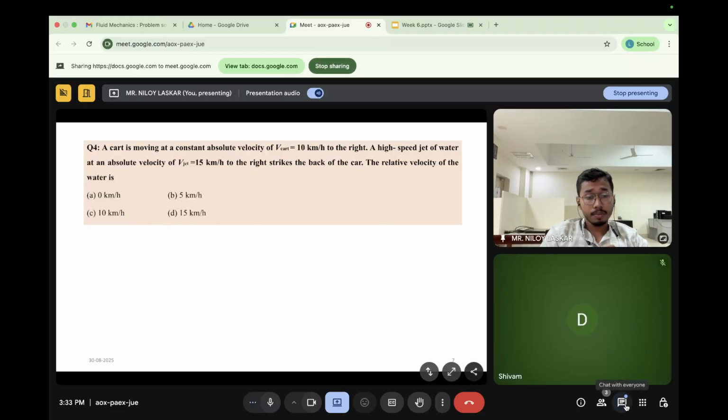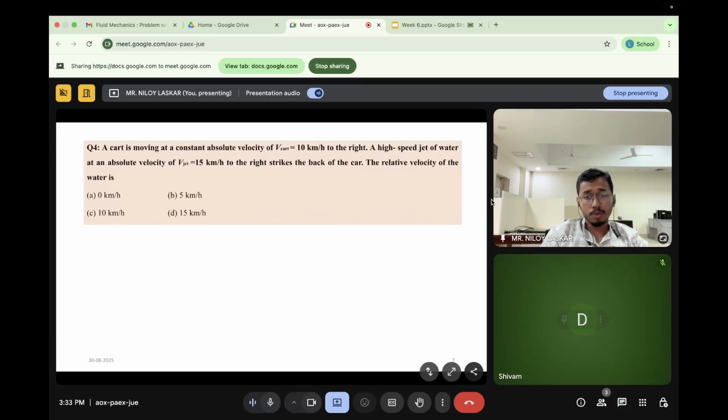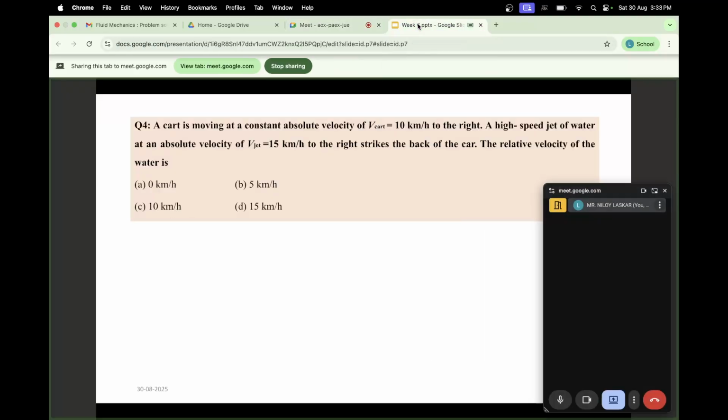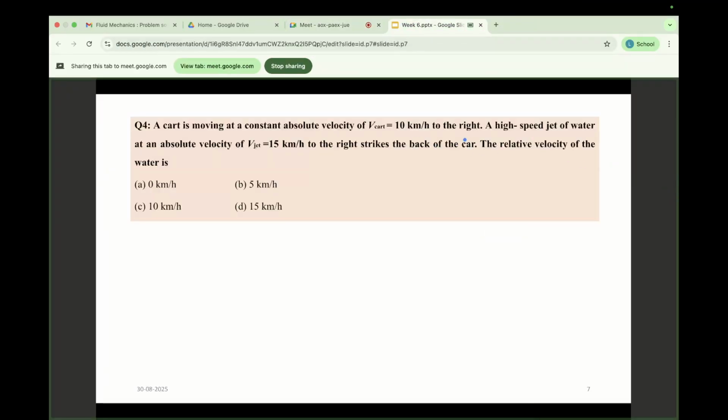So Shivam answered option B. So let us move to this question, to check whether whatever you have answered is correct or not.